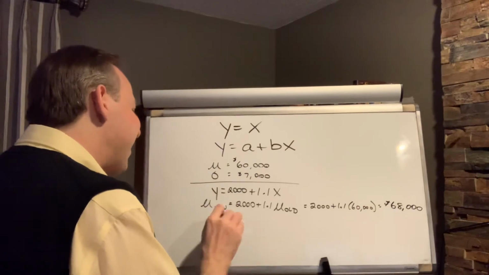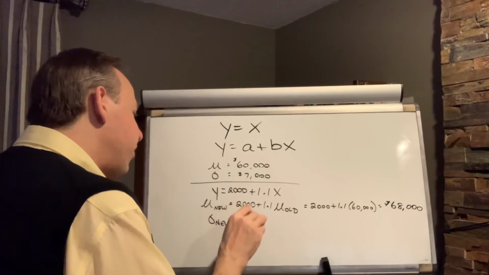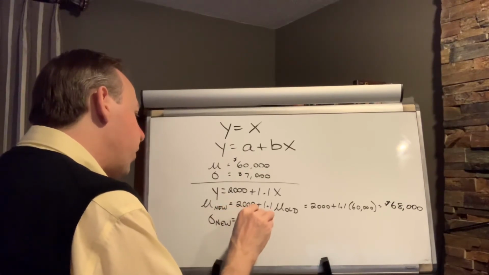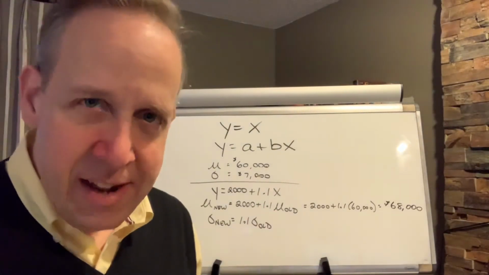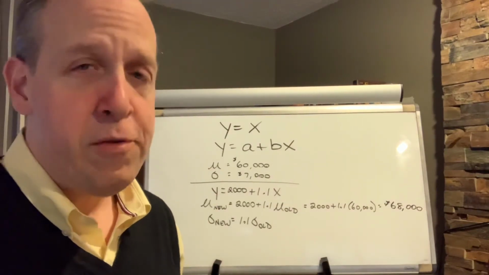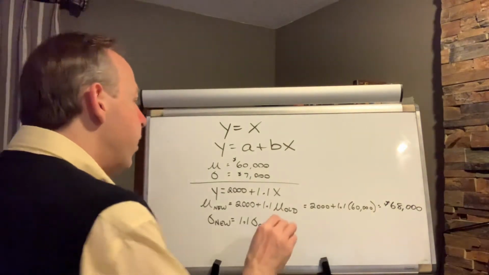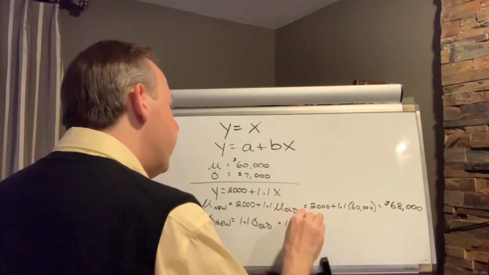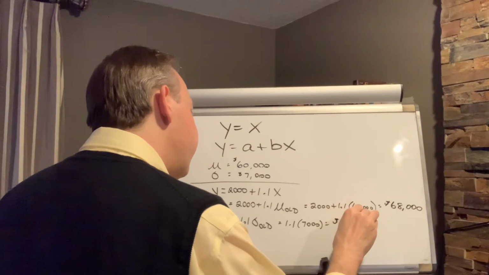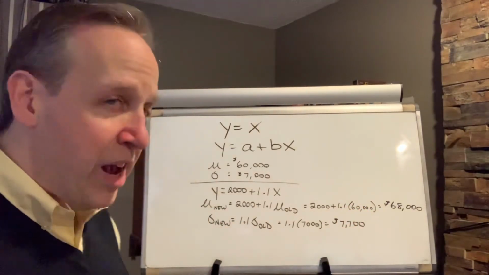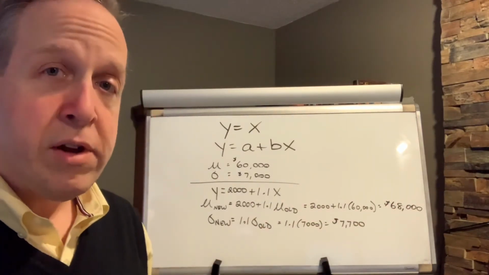So, the standard deviation that is new is absolutely affected by the 1.1 times the old standard deviation. But you will not add the constant to the standard deviation's transformation, as a constant does not affect the standard deviation. So that's 1.1 times 7,000, or 7,700. So our new salary distribution has a center of $68,000 with a standard deviation of $7,700.